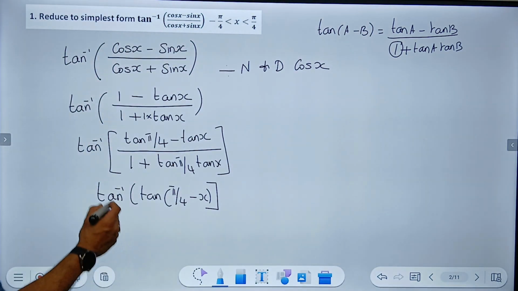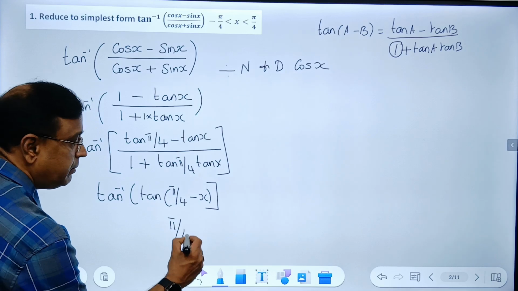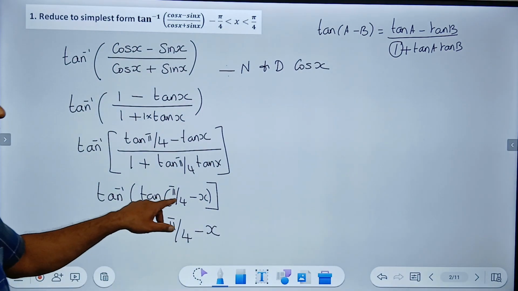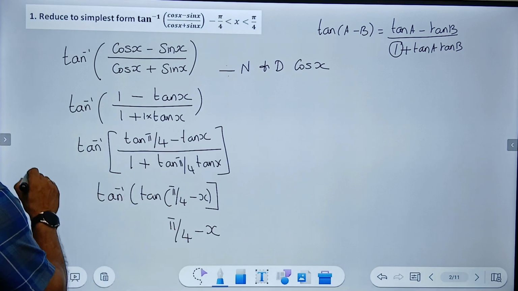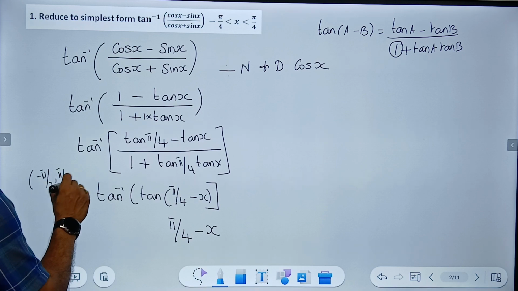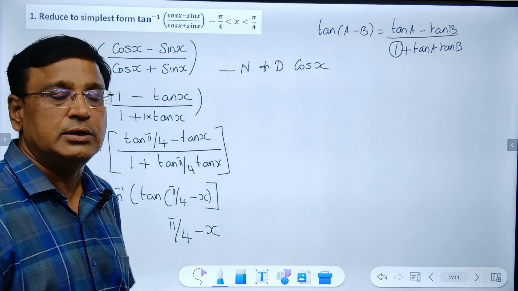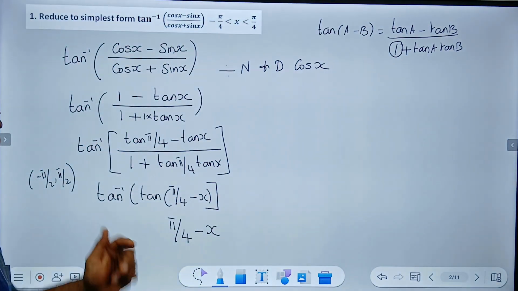But what is tan inverse of tan of pi by 4 minus x? It is nothing but pi by 4 minus x. But you have to check whether it lies in the principal range or not. You know the principal range of tan inverse is minus pi by 2 to pi by 2. That has to be checked. Now how do I check? Using the domain of definition. If you start doing all that, it gets very complicated.